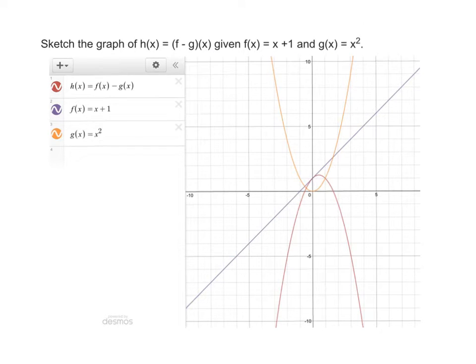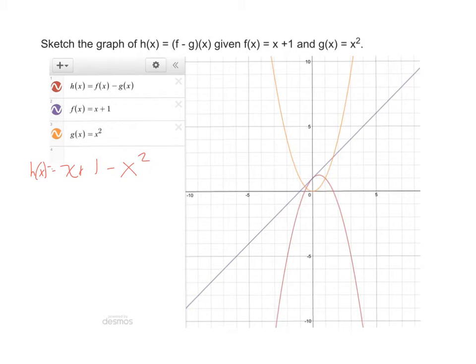The next operation that I have here is the subtraction. So it says sketch the graph of h of x where the h of x is equal to f minus g of x. And then it gives you f of x and g of x. So the equation for that, f minus g of x, you would just take f of x, which is x plus 1. So this is what h of x equals. And then subtract x squared.